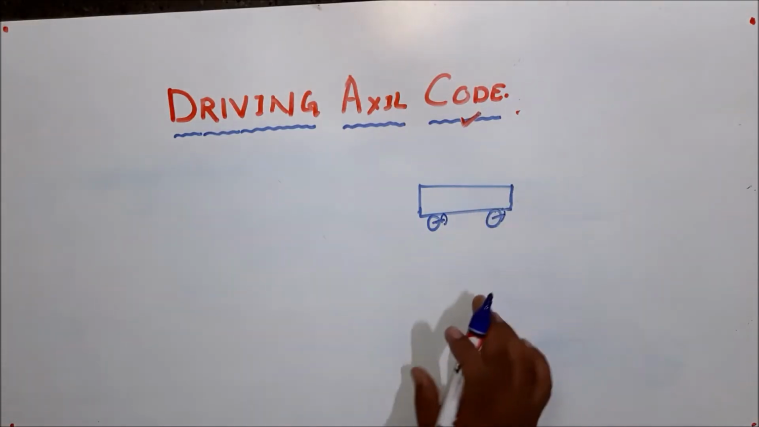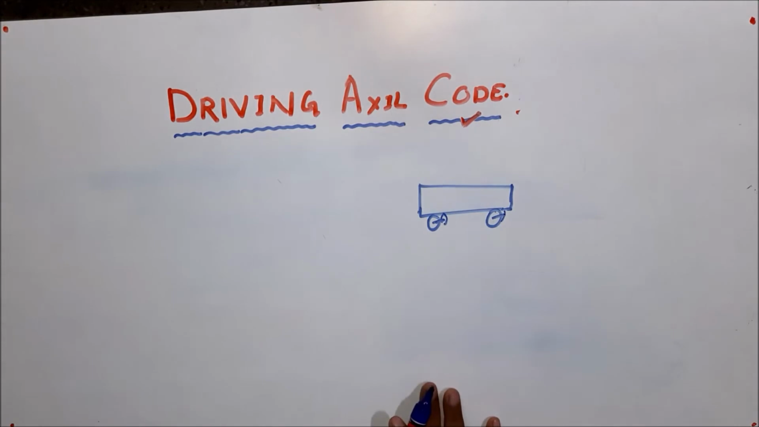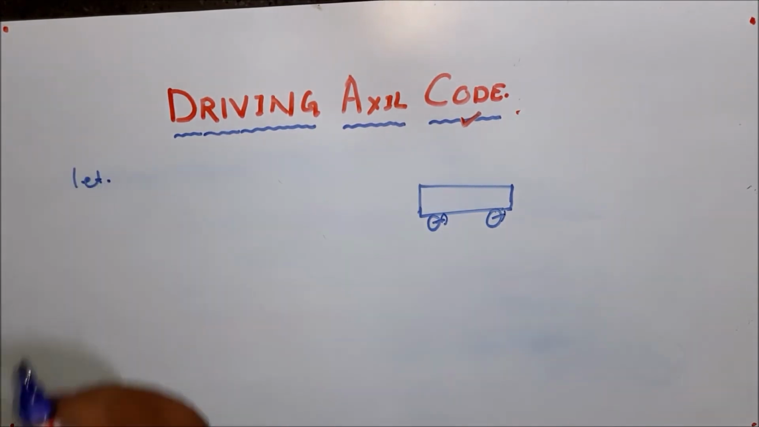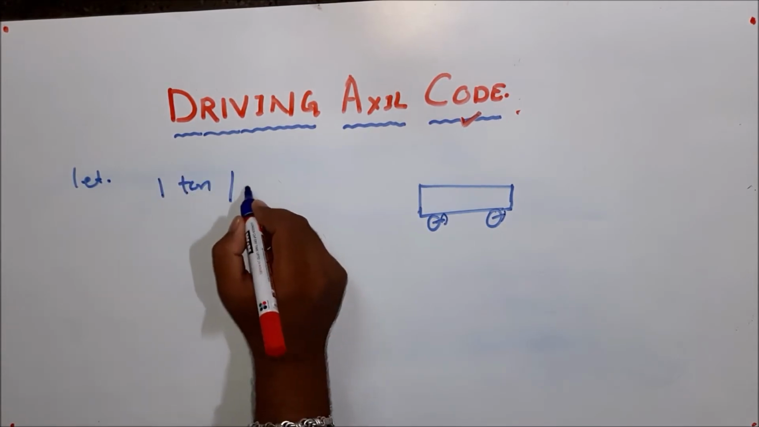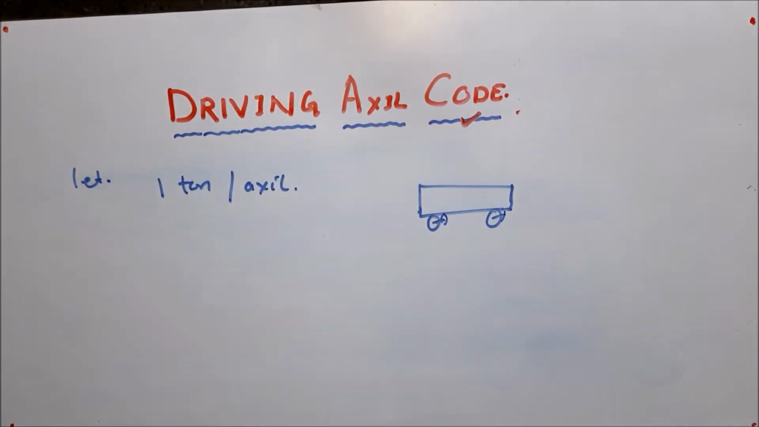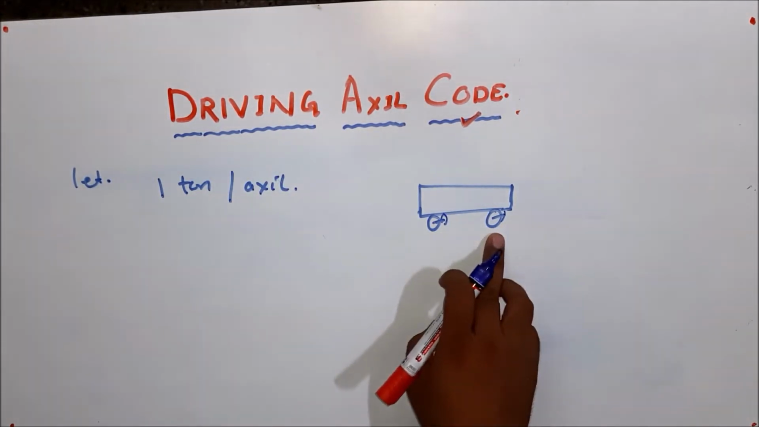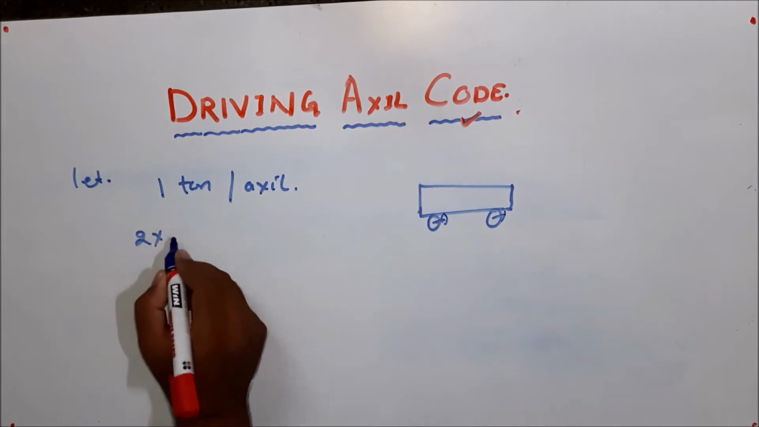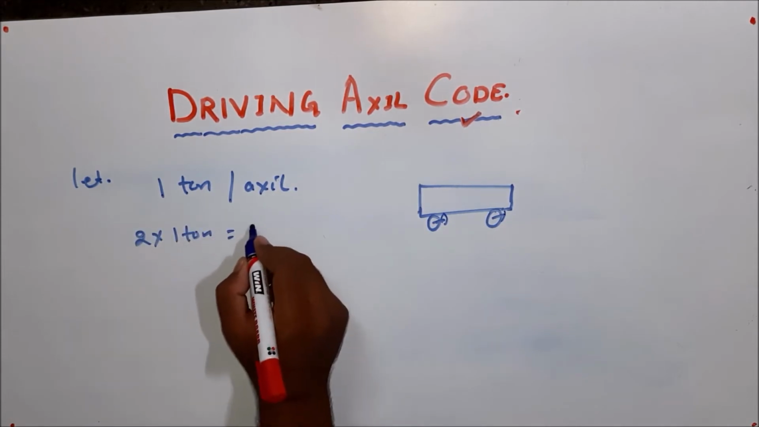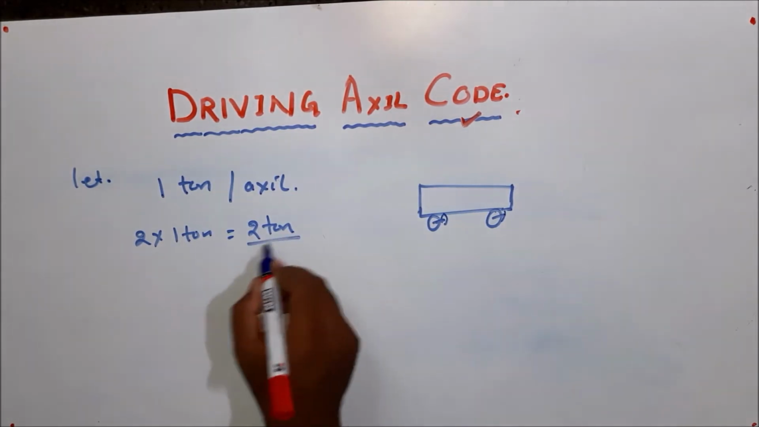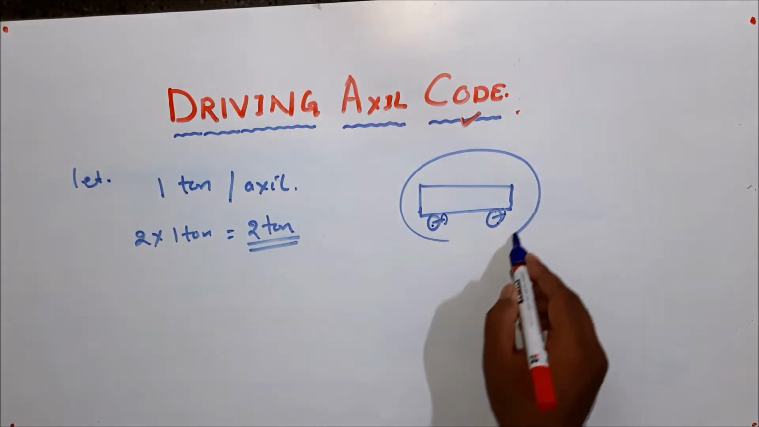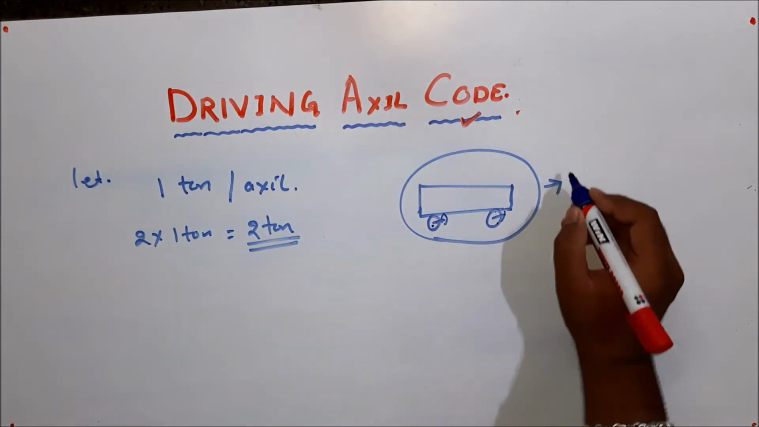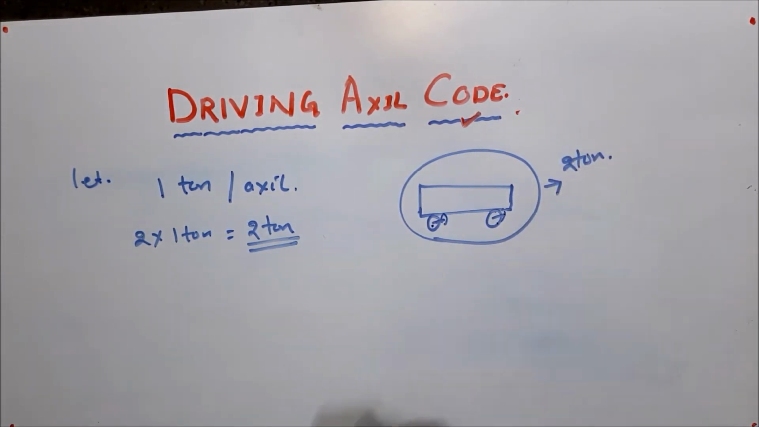Let us consider a locomotive which is over two axles. That means four individual wheels. One axle's capacity is 1 ton, 1 ton per axle. In this structure we have two axles. That means 2 times 1 ton, so we get 2 ton total capacity. That means this structure can bear a maximum of 2 ton weight, right?